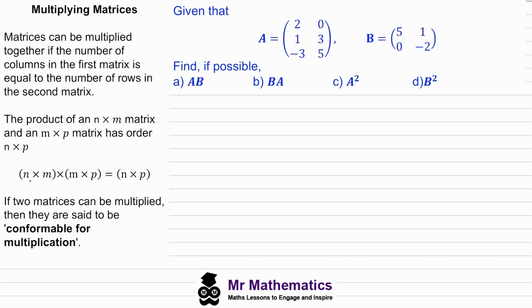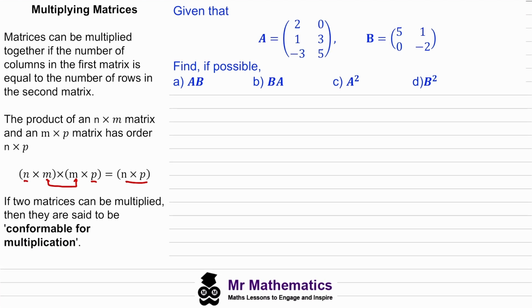If we have an n by m multiplied by an m by p, well, these two m's are the same, so what we're left with is an n by p, okay? As we go through some examples, we'll see how this works more clearly. If the two matrices can be multiplied, then they are said to be conformable for multiplication.